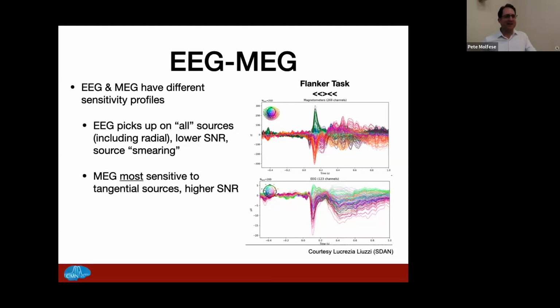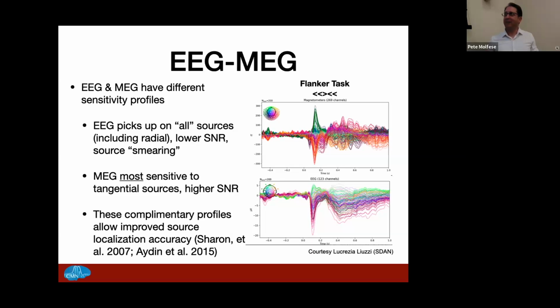MEG, in contrast, doesn't pick up on all of the sources that happen in the brain, and we will say it's most sensitive to tangential sources, so sources that kind of exit the head, go through a magnetometer or gradiometer, and are picked up that way. MEG does have higher signal to noise, but there are some trade-offs there. In EEG, we have our electrodes directly on the scalp, and in MEG, the helmet is kind of floating. So your proximity to any particular side of things may vary.